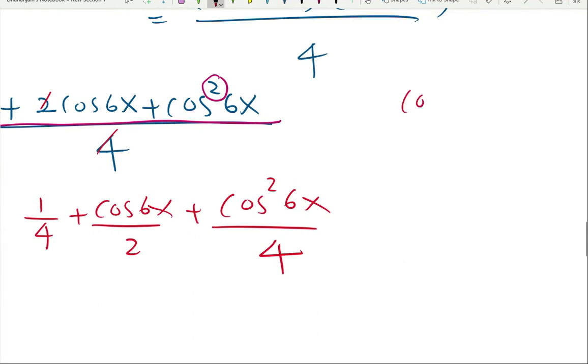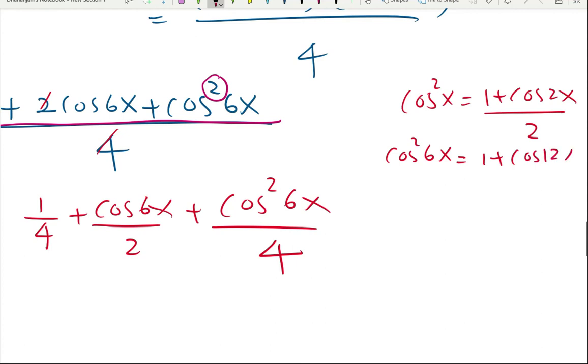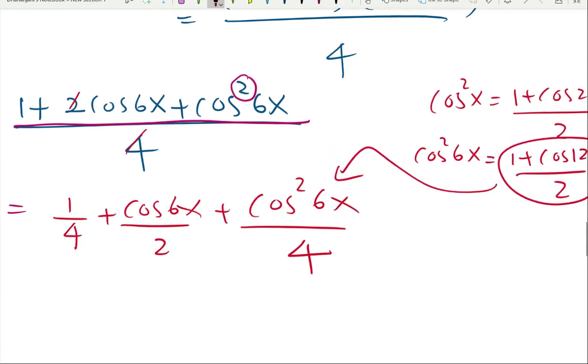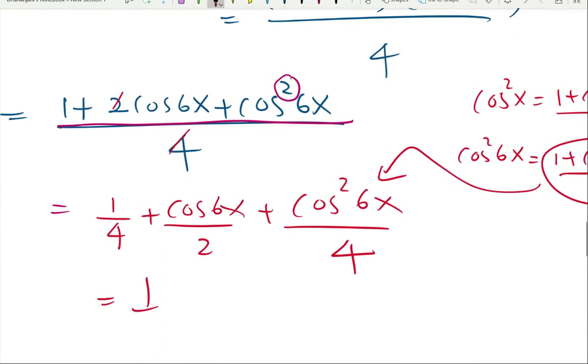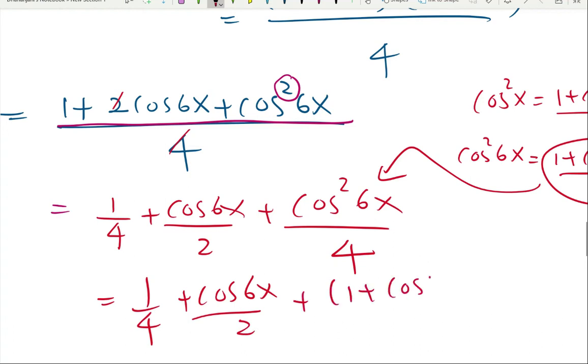Now cosine square x is 1 plus cosine 2x over 2. So cosine square 6x, the double of 6x, is 1 plus cosine 12x over 2. So let's replace this right in here. Okay, so this is 1 over 4 plus cosine 6x over 2 plus cosine square 6x, which is 1 plus cosine 12x over 2, divided by 4. So this is what we get, right?